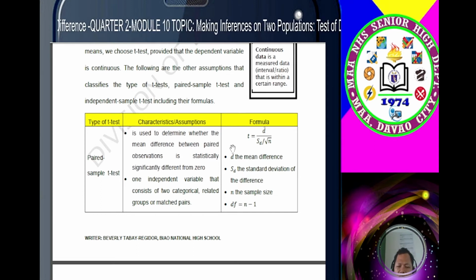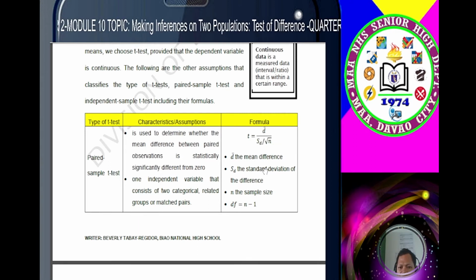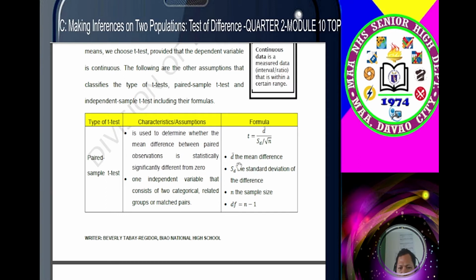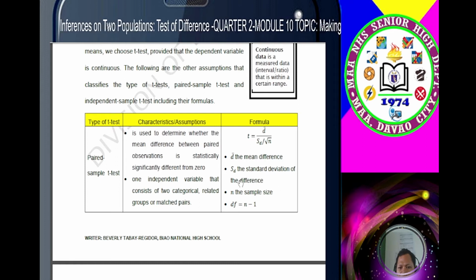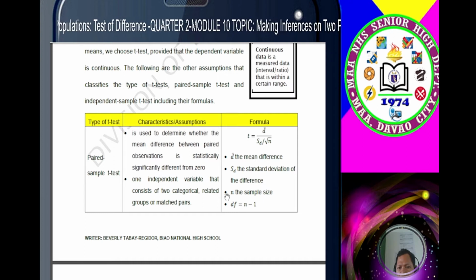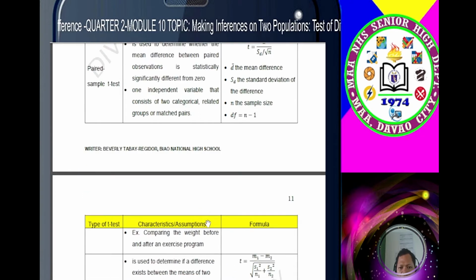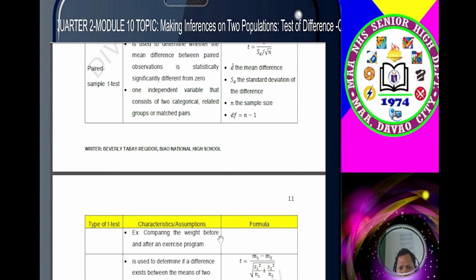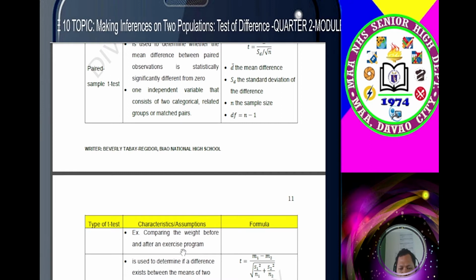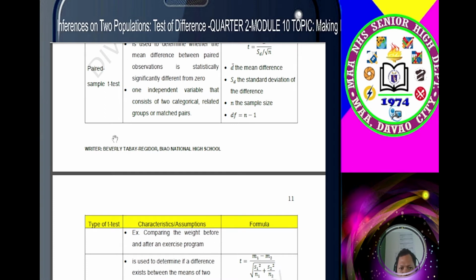This is the formula: t is equal to the mean difference, divided by the standard deviation, then divided by the square root of n. Here, d is the mean difference, s is the standard deviation of the difference, n is the sample size, and df is the degrees of freedom, which is n minus 1. An example of the categorical variable is the weight before and after a slimming program. This is for the paired sample t-test.